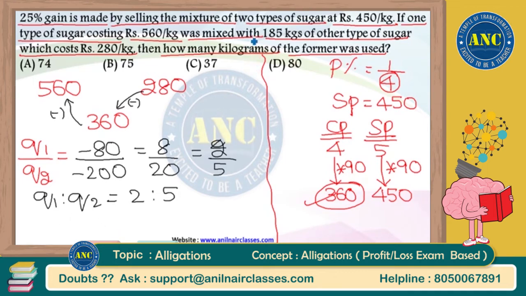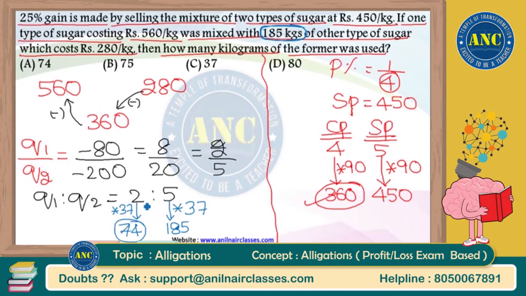But the question says second quantity is weighing 185 kgs. Question says it is not 5 kgs. Question says 185 kgs. 5 should become 185. 5 into which number is 185, or 185 divided by 5 is how much? It is 37. 2 also multiply by 37. 2 into 37 is 74 kgs. Answer for this question is 74 kgs.